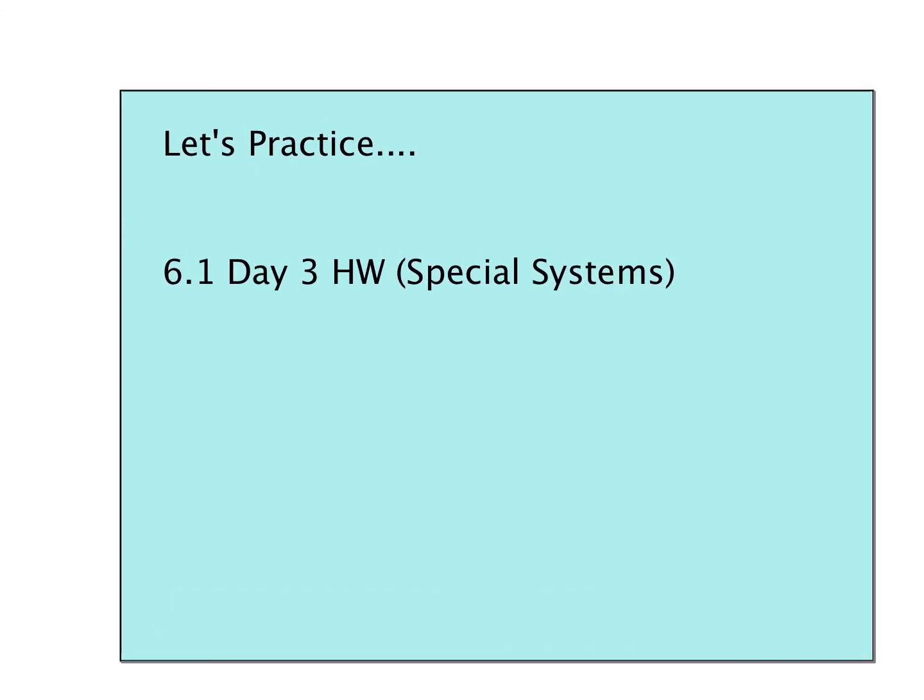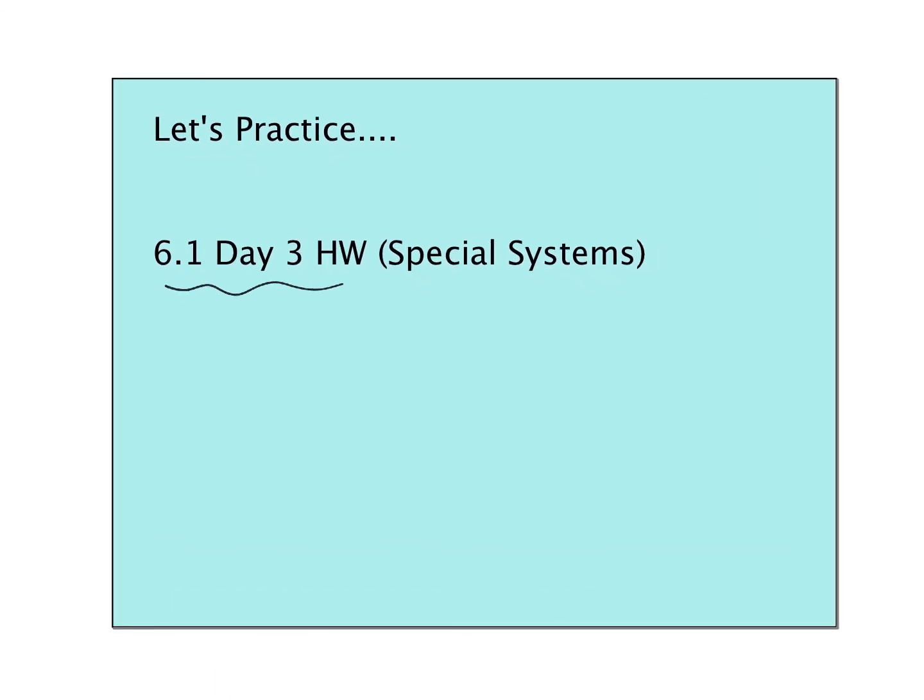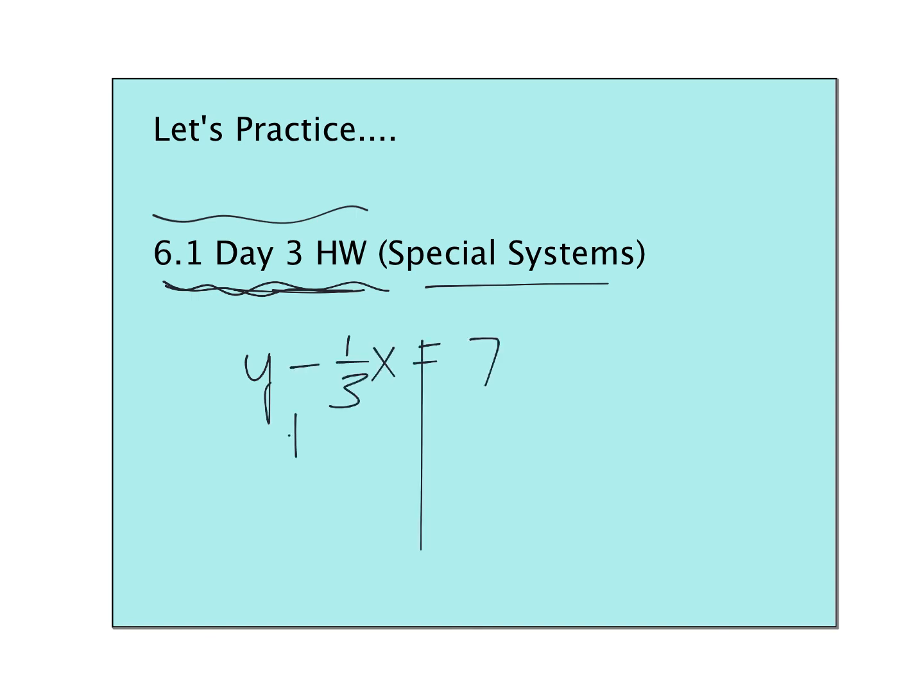So now, here's what you're going to do. You should find a worksheet from the sub. It should be called 6-1 Day 3 Homework, Special Systems. You are going to be doing the front and back of that. So first thing you need to do is, if it looks like this, you need to rewrite the equation. You guys know how to do that.